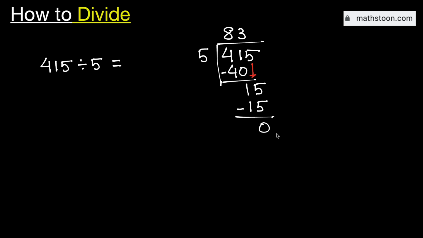As we have no number to bring down here and got the number 0, we will stop. Therefore, 415 divided by 5 is equal to 83. And this is our final answer.